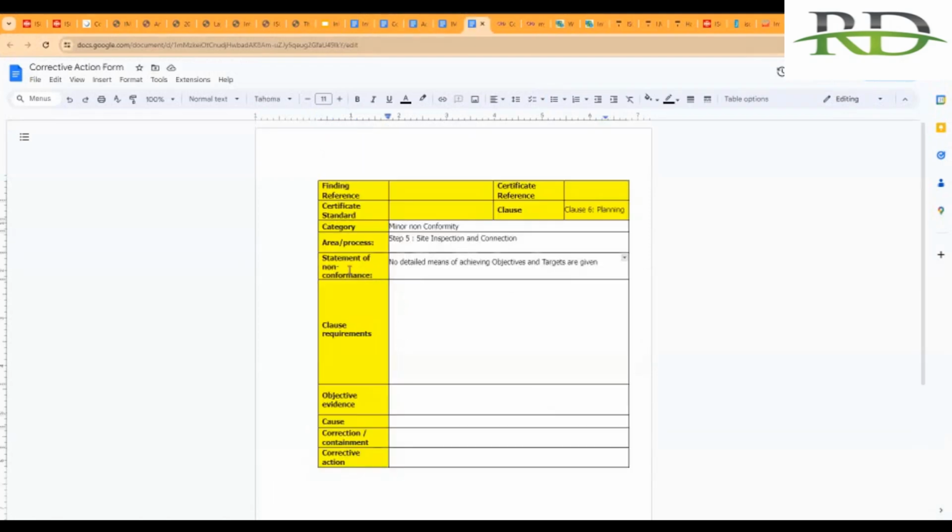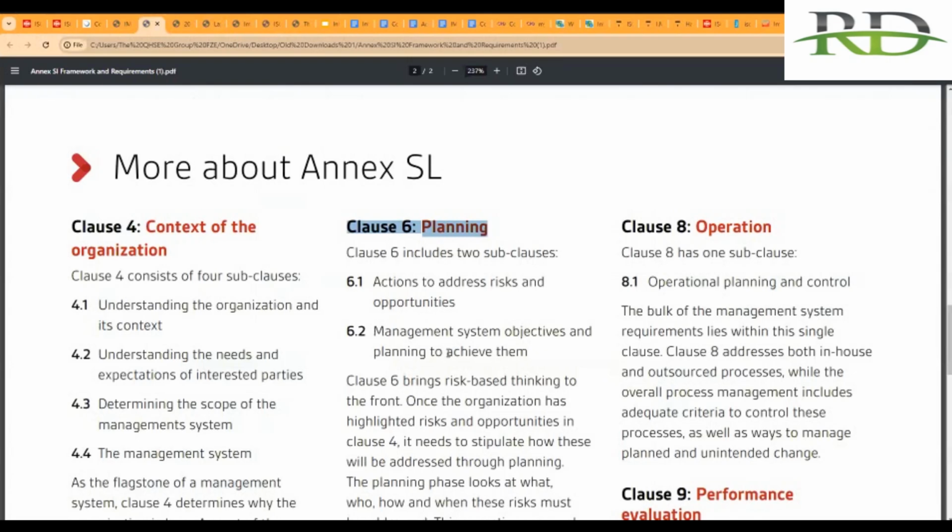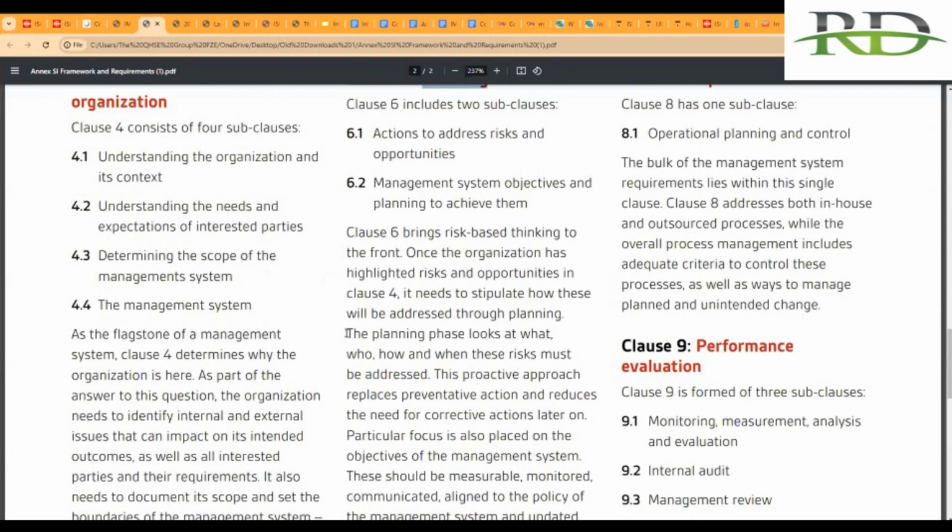So the statement of non-conformity should always be a red flag, because that is coming from the evidence of continual improvement. So what exactly are the clause requirements? What were they supposed to do? You now go back to the Annex SL, and then you have to pinpoint exactly what was supposed to be done. And then you tell them that the planning phase was supposed to look at what, how, who, when these risks must be addressed.